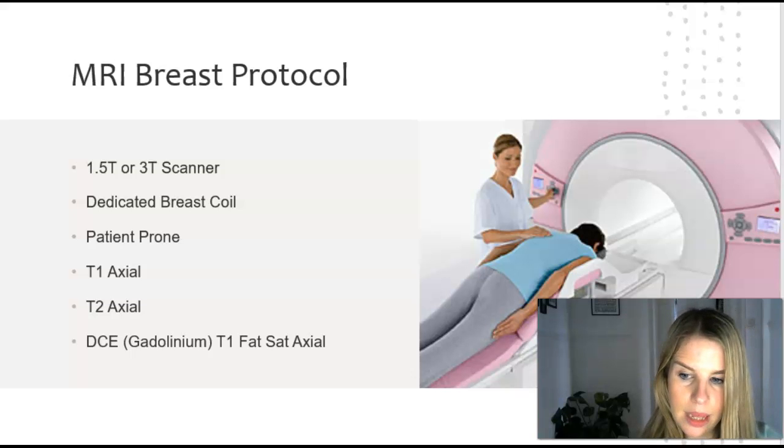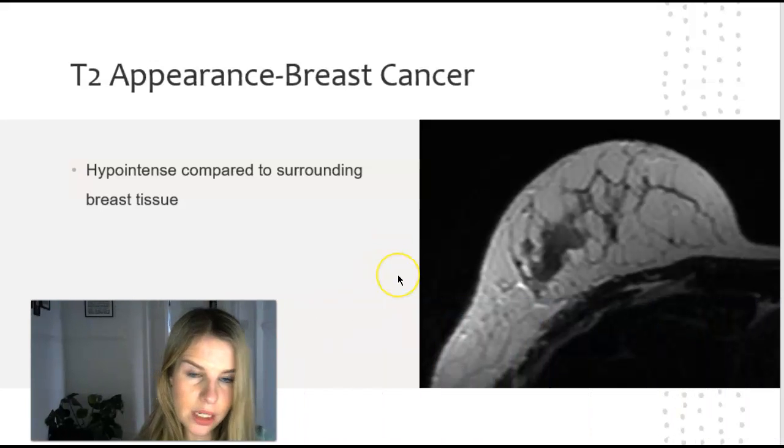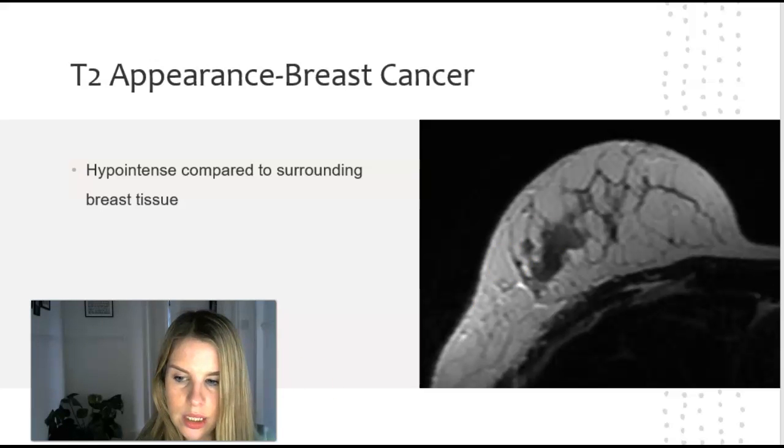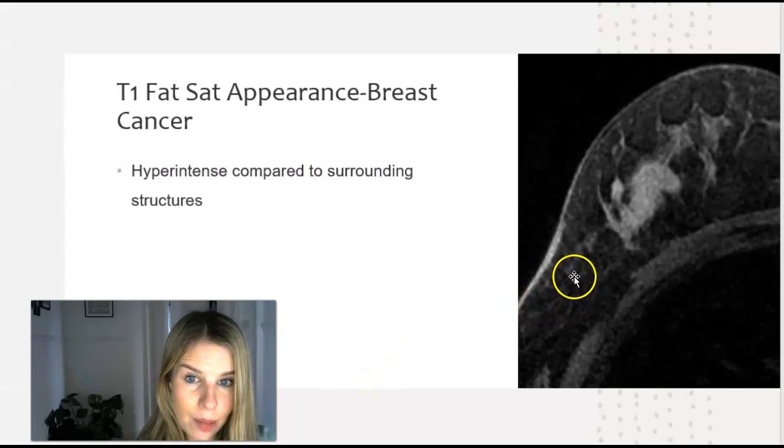So we'll look at some of the images. So this is a T2 appearance of breast cancer, and you can see the cancer just here within the breast. And on T2, breast cancer tends to be hypo-intense, so darker, less signal compared to the surrounding structures. And then when you look at it on a T1 fat-sat, you can see that it's hyper-intense, so it's got more signal when you compare it to the surrounding structures.